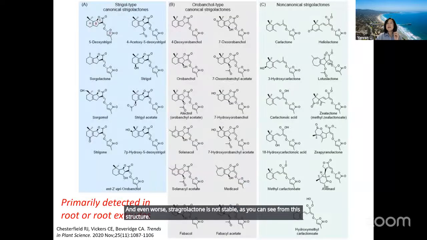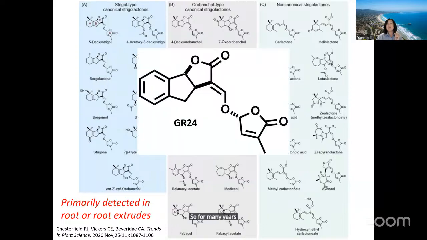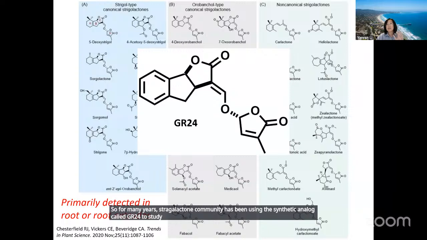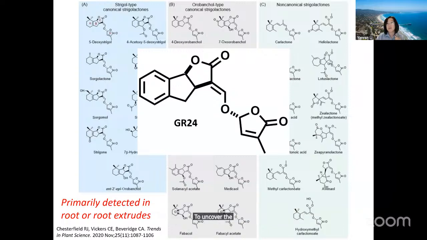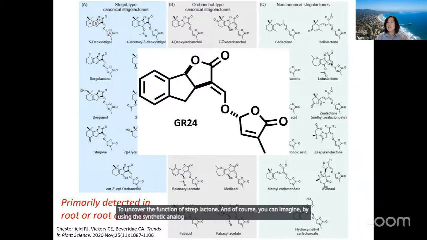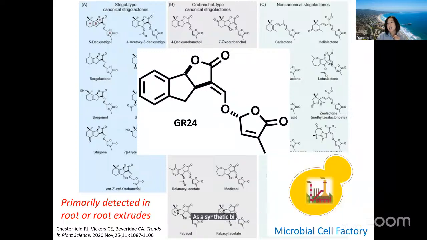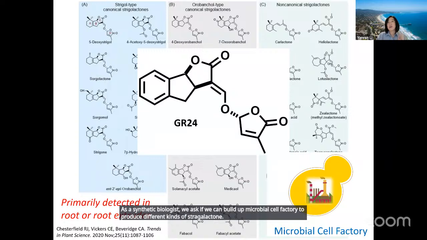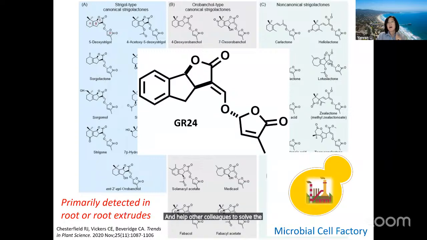So for many years, the strigolactone community has been using the synthetic analog called GR24 to study all the related biological questions and uncover the function of strigolactone. And of course, you can imagine that by using the synthetic analog, there's no way for us to clearly identify the so-called structure-function correlation. As a synthetic biologist, we asked if we could build up a microbial cell factory to produce different kinds of strigolactones and help our colleagues solve the problem.